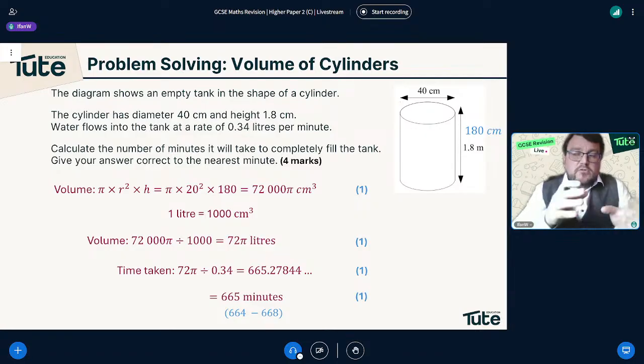Now, because some people round, don't use pi. I always advise to use pi right until the end. Always make sure that you've got there, okay? We're looking for an answer of between 664 and 668. You do have a little bit of leeway there, all right?